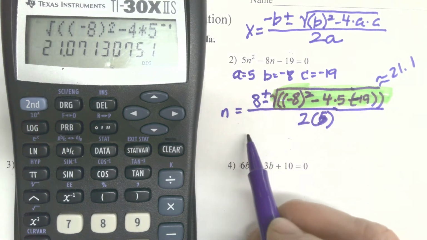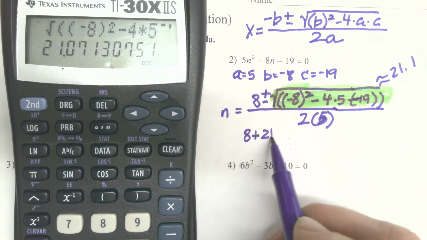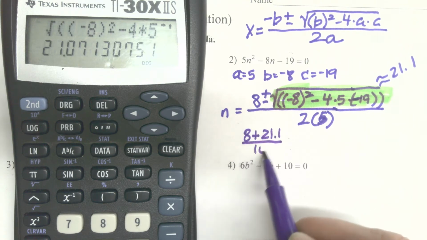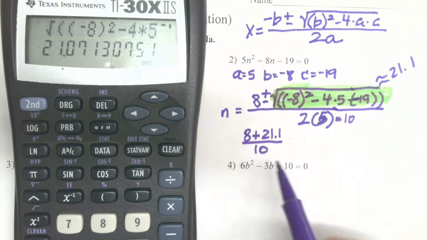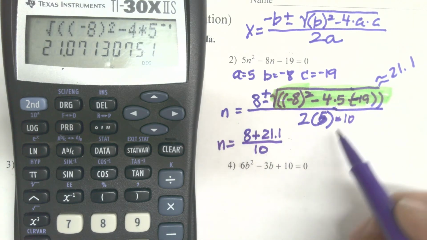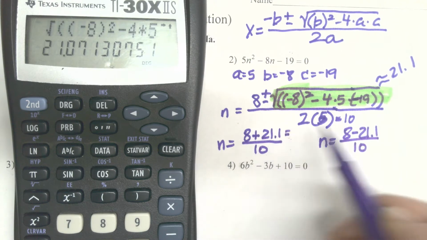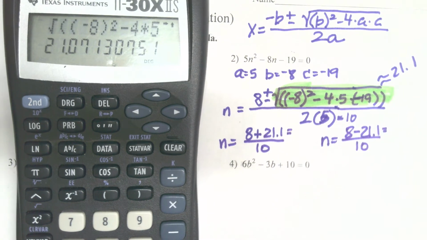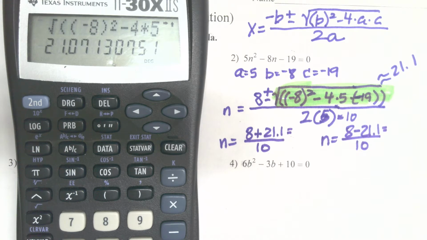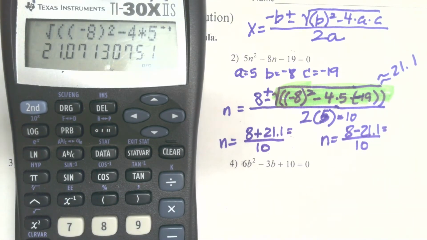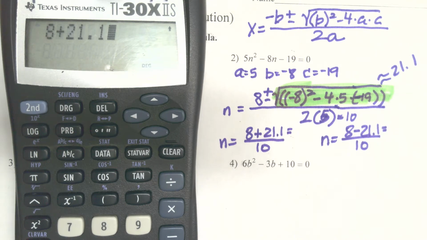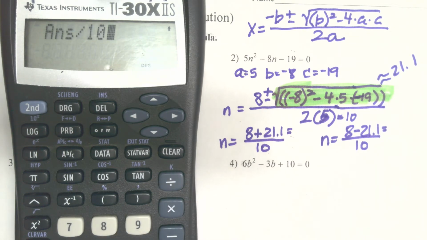So this is 8 plus 21.1 divided by 10, because that's what the bottom equals, 10. That's what the first n equals. And the second n equals 8 minus 21.1 divided by 10. Don't forget to hit equals on both of those before you divide. If you don't hit equals before you divide, it is not going to work out. So this is 8 plus 21.1, hit equals, divide by 10. I got about 2.9. So n is 2.9-ish.